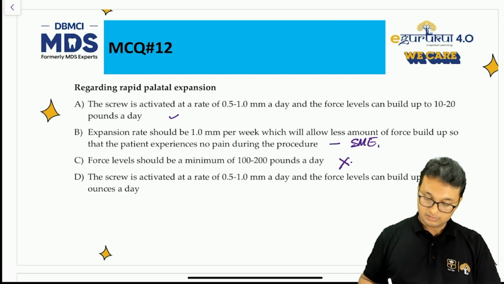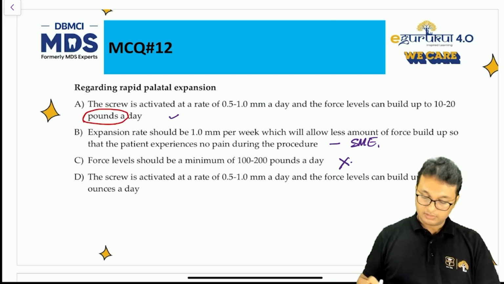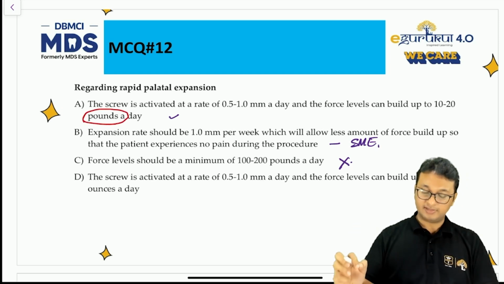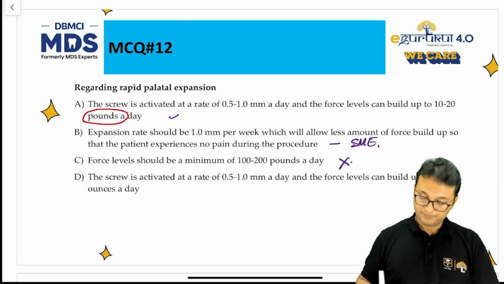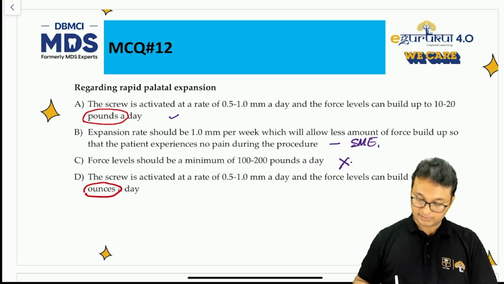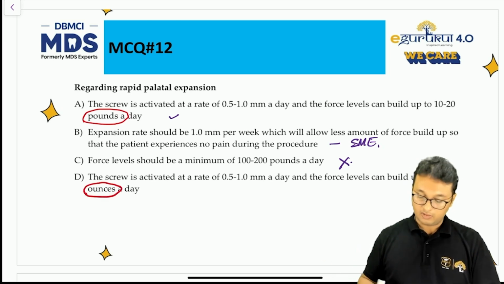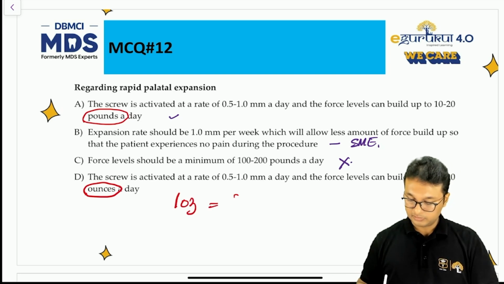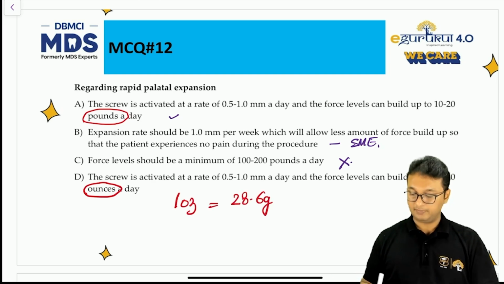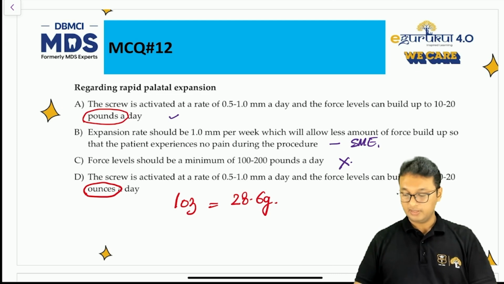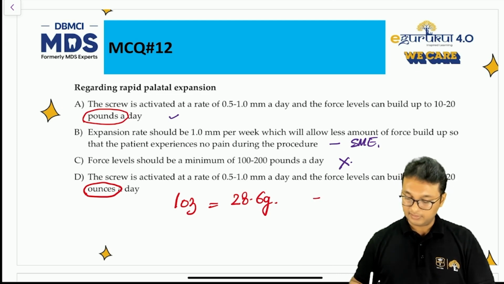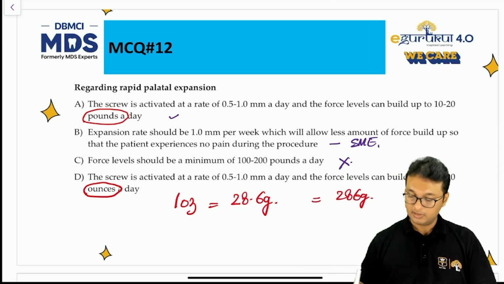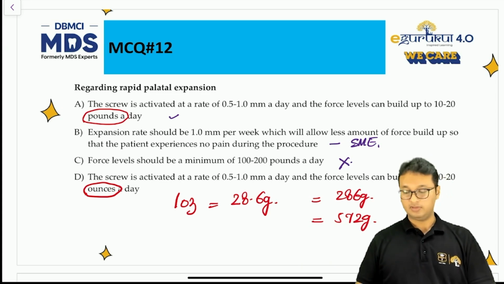Now you have to look here that in the first option it is 10 to 20 pounds per day. In the fourth option it is asking 10 to 20 ounces per day. Now 1 ounce equals 28.6 grams. Just multiply 10 into 28.6 equals 286 grams. Or if we talk about 20 ounces a day, this will make a total of around 572 grams. Now is it enough? I don't think so.